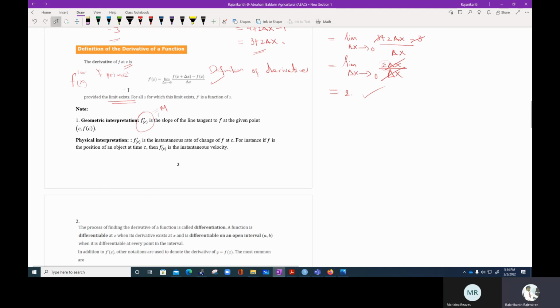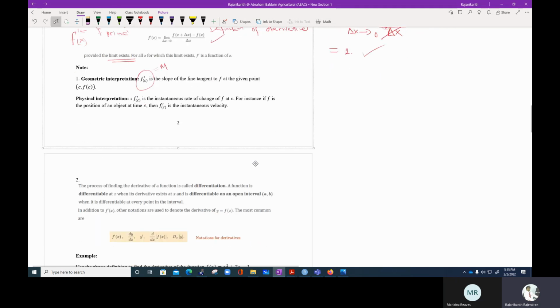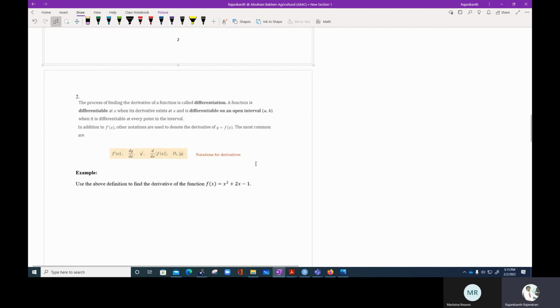The physical interpretation is nothing but the instantaneous rate of change of function f at c. Okay, we will do a couple of problems for physical interpretation later. So what are the notations you could use for derivatives of functions? There are plenty of notations.